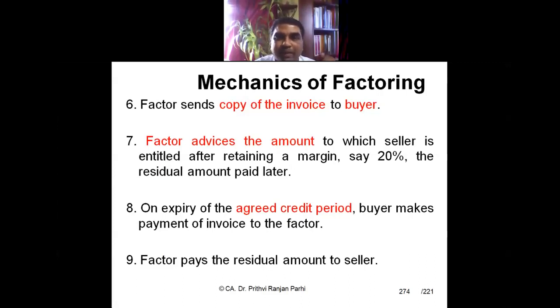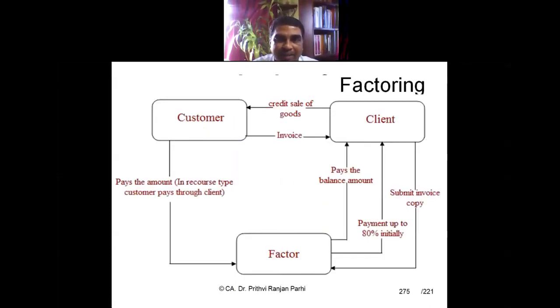Okay, on expiry of the agreed credit period, the buyer makes payment of the invoice to the factor. So the buyer will make payment to whom? To the factor, right? And the factor pays the residual amount to the seller. Normally, initially the factor may pay some amount. Let us say initially it may pay 20% and later on 80%, or initially it may pay 80% and later on 20%. Once the final amount is settled, the factor pays the entire amount.